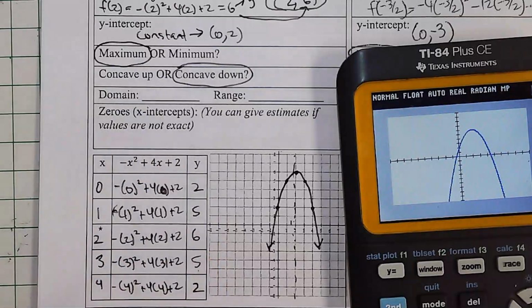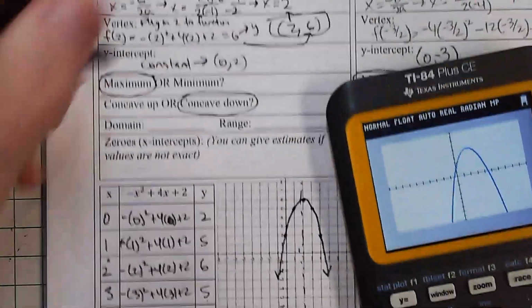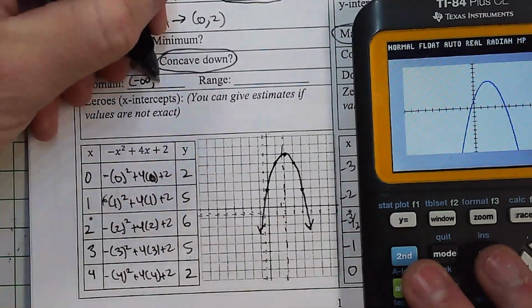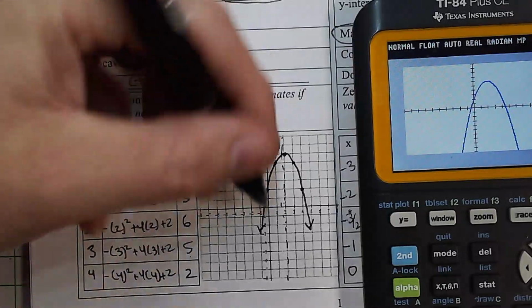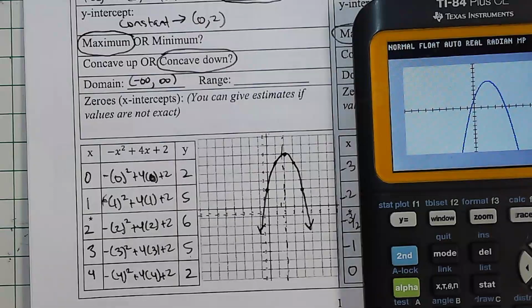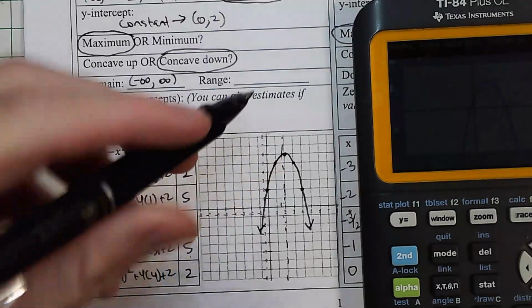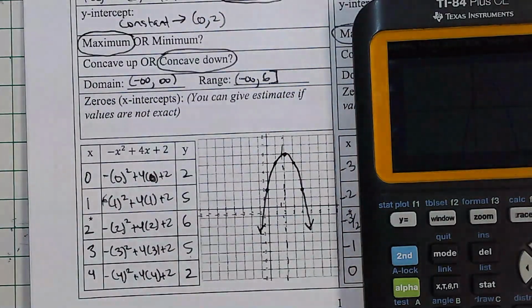Domain. How far left does this graph go? Negative infinity, right? How far right will it go? Infinity. So domain deals with how far left to how far right. Range, how far down does it go? So range is how far down to how far up. How far down does it go? Negative infinity. How far up does it go? 6. So negative infinity to 6, and it could equal 6. We put a bracket on 6, so it could equal 6.